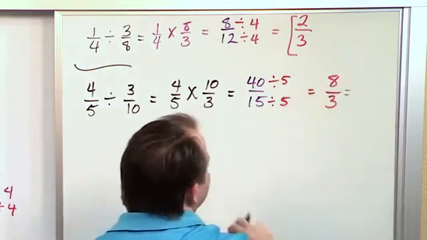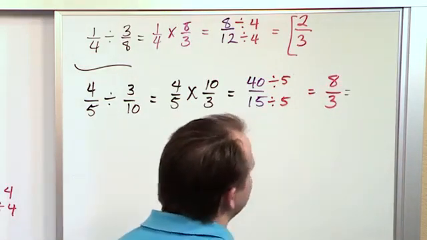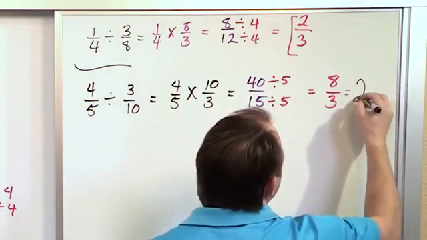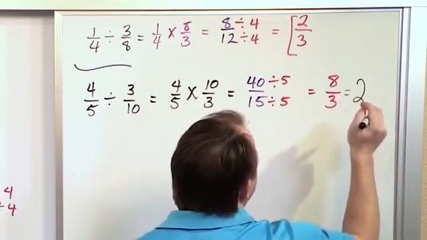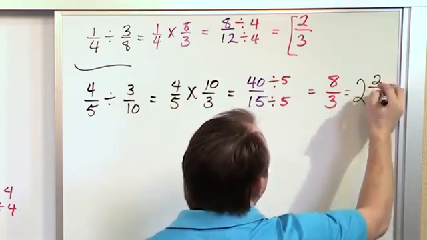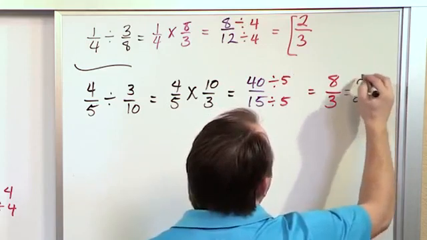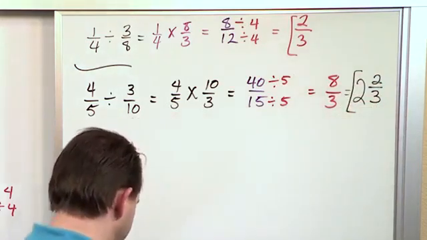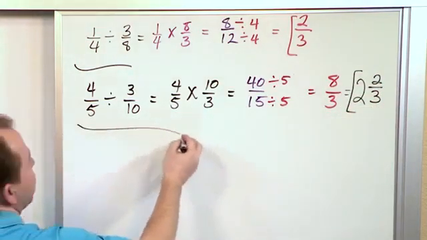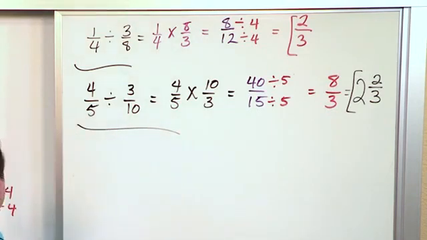How many times will 3 go into 8? Well, 3 times 3 is 9. That's too many times. 3 times 2 is 6. That's perfect. The difference between 8 and 6 is 2. That's the remainder. And we always write it over the denominator. So we get 2 2/3. That's the final answer. Now we have one last problem we're going to do.